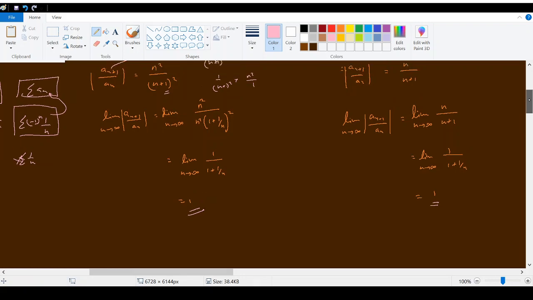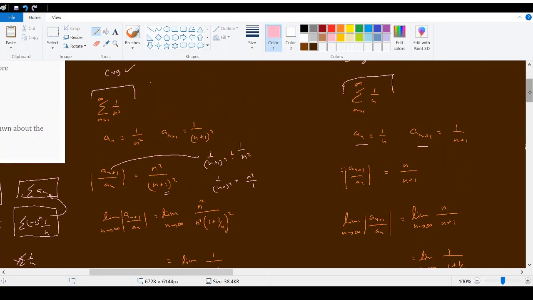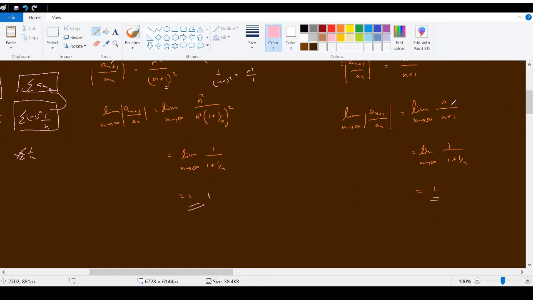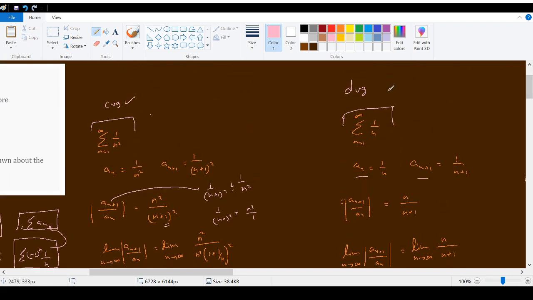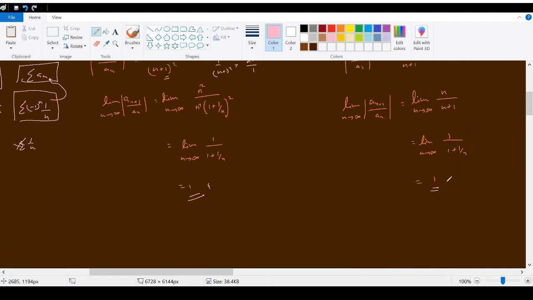Now see, this is a converging series and you got the limit as 1, and this is a diverging series, and this is also a converging series. I think I said a sequence, but it was wrong. This is a series. This is a converging series and we got the limit as 1, and this is a diverging series and here also we got the limit as 1.